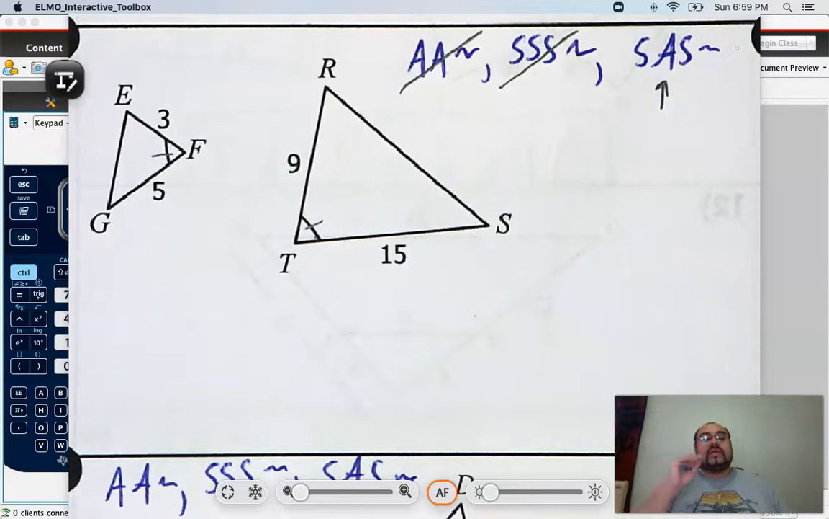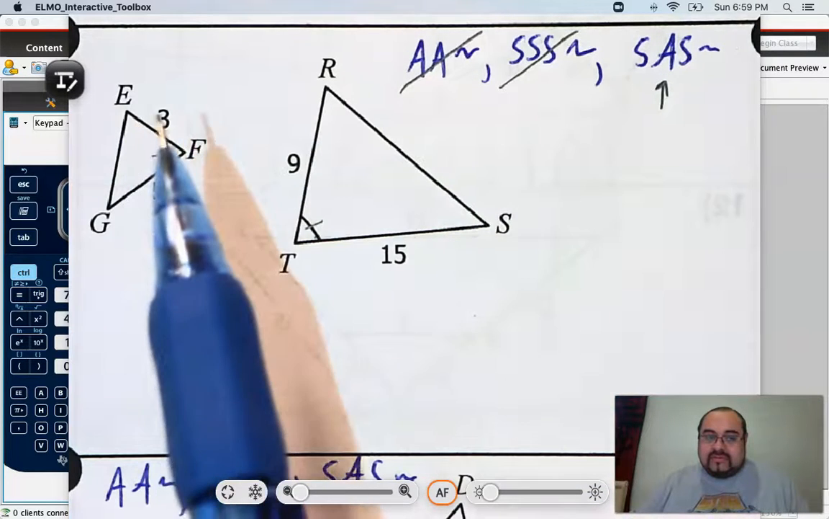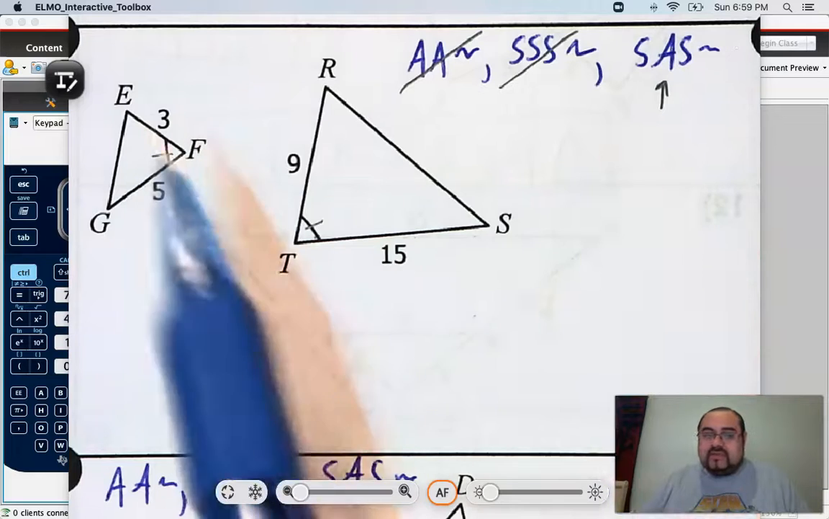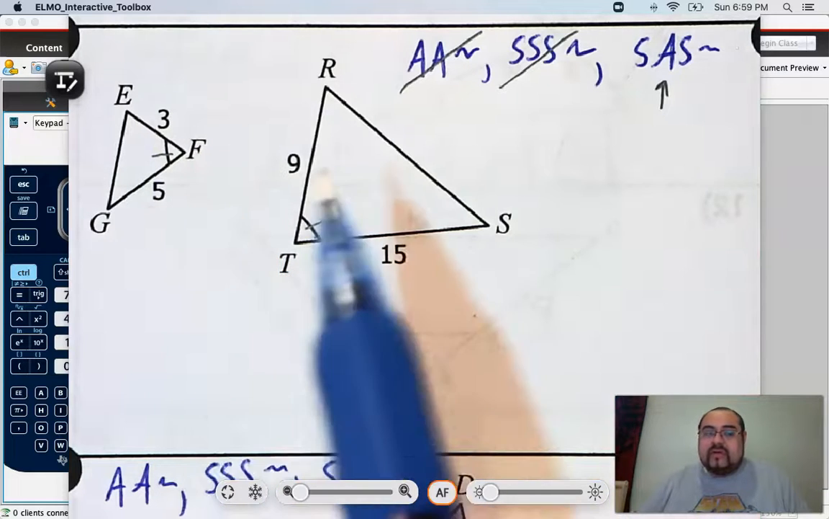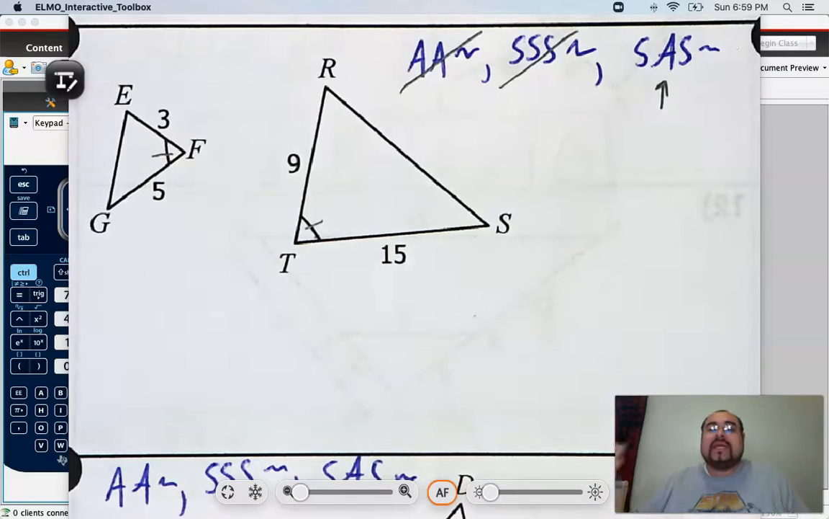Another important thing in a problem like this, and you're going to run into this type of situation in your assignment today: the angle that is being used to prove similarity on the triangles has to be in between the two sides that you're testing.